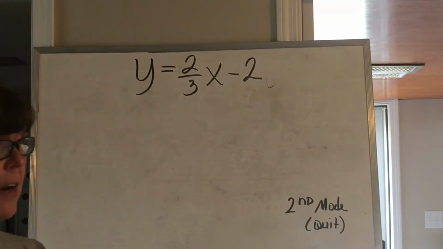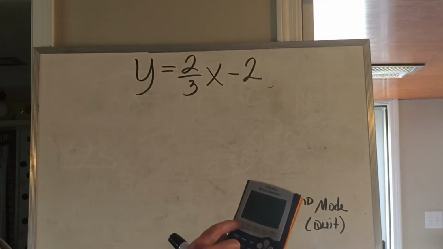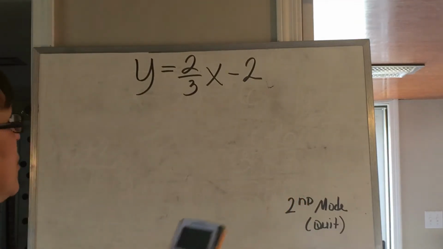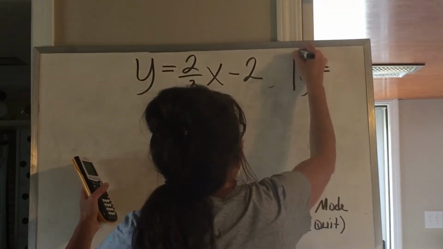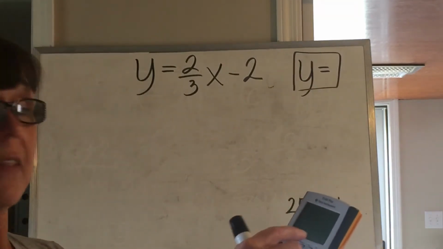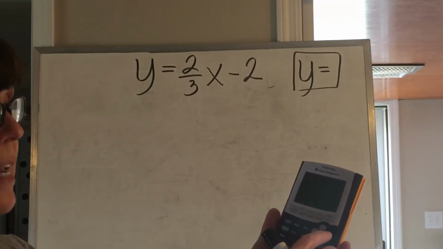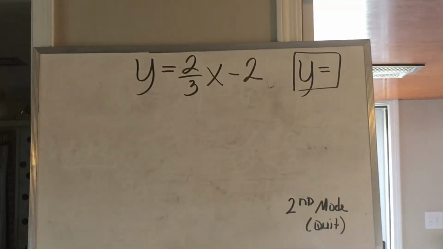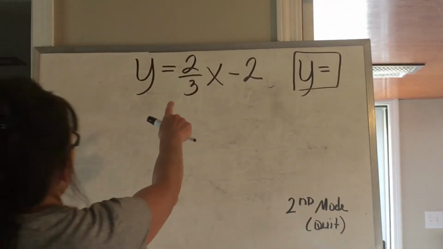All right, and you turn it on. And you're going to go to y equal. And that is actually the first button. The first gray button. So I'm going to write that down. You're going to go to y equal. Now, if there's anything already typed into y equal, then you're going to highlight it and just hit clear. So clear out if there's anything there. And then type in your equation.